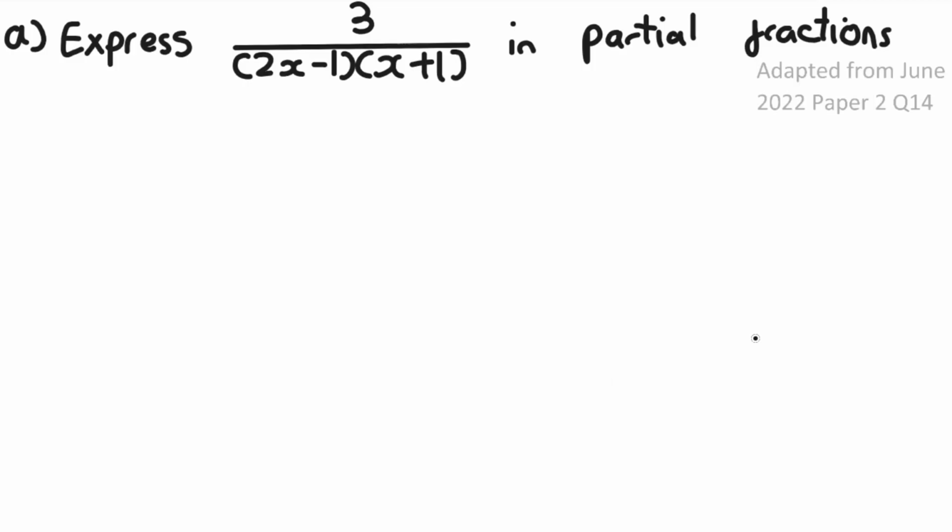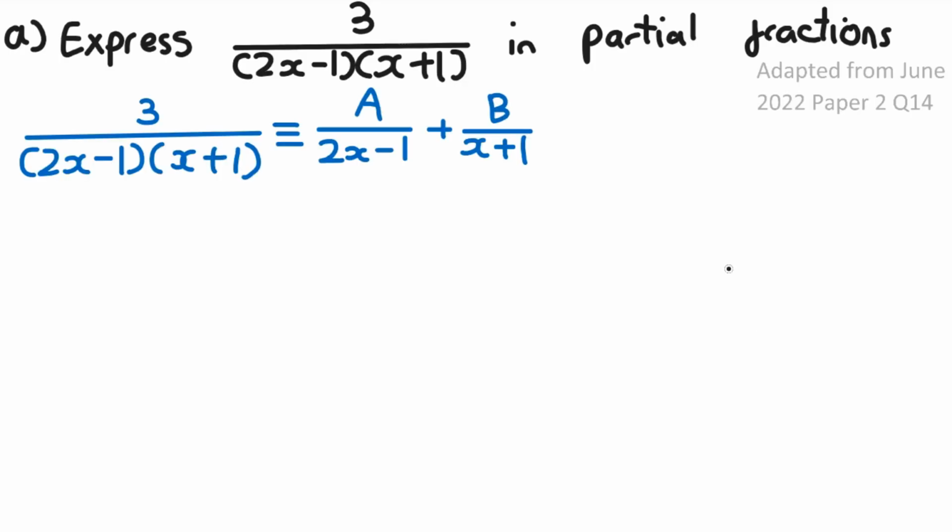Okay, so for part A, we need to express 3 over (2x minus 1)(x plus 1) as partial fractions. Now, we talked about partial fractions in a video back in year 2 of chapter 1, so go back to that if you need a reminder of how they work. But we're going to split this up into two partial fractions because we have two brackets in the denominator here. So one of the fractions is going to have the 2x minus 1 denominator, and the other is going to have the x plus 1, and we're going to call the numerators a and b, and we need to find what a and b are.